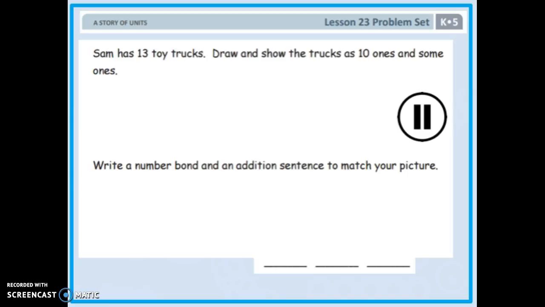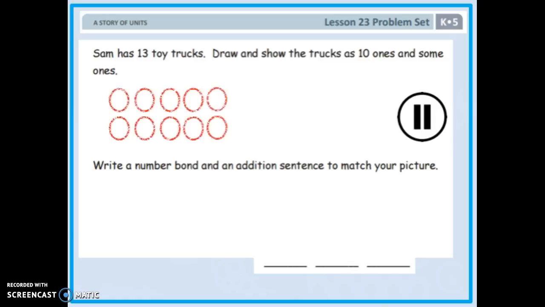Welcome back. Let's see if your picture looks like mine. Do you have 10 circles and 3 more? Because the number was 13. So I know that 13 has 10 and 3 more. So that's why I drew 10 and 3 more.